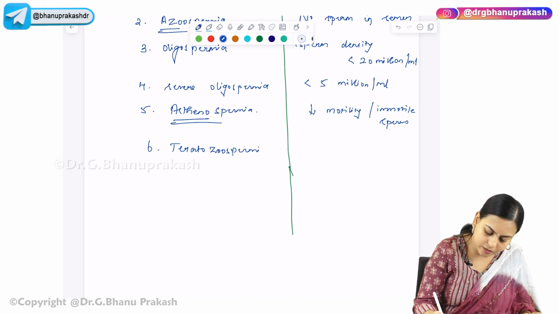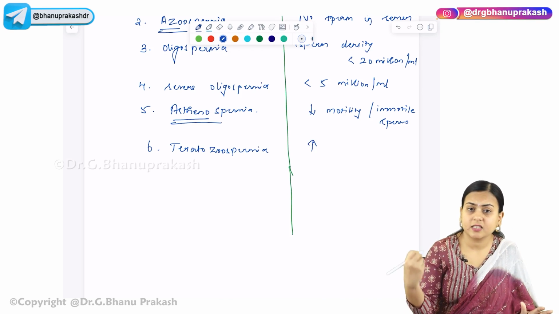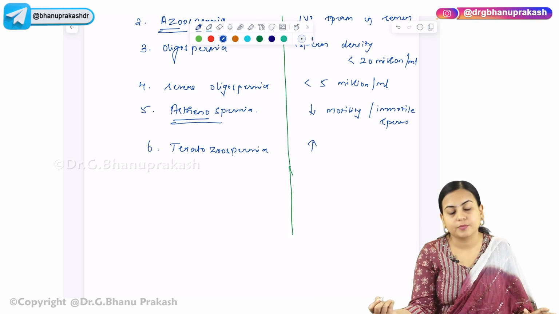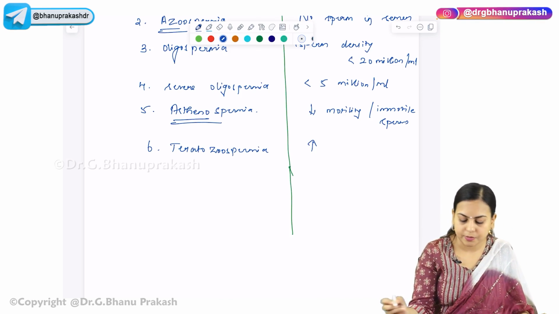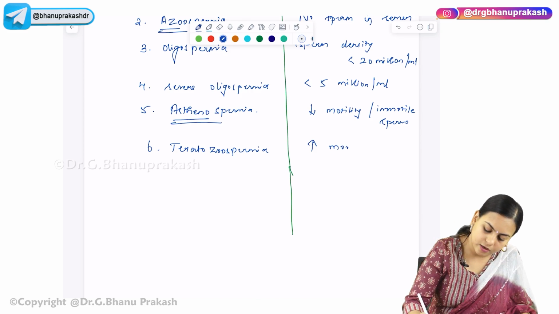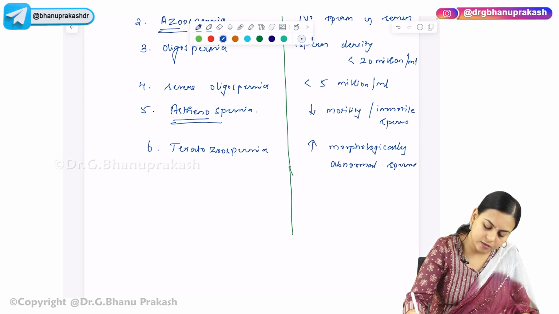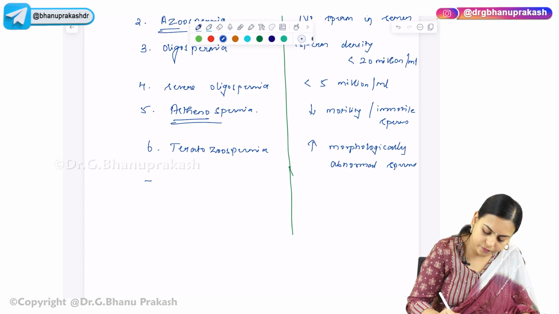teratozoospermia. There is an increased number of abnormal sperms, morphologically abnormal sperms. Next one is leukocytozoospermia.